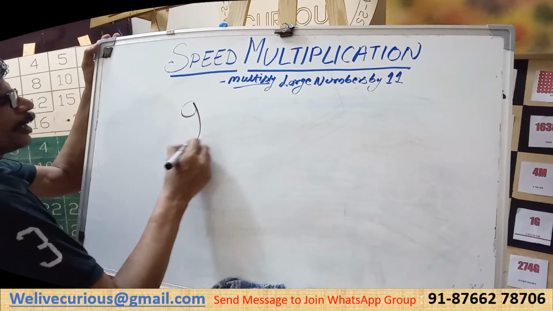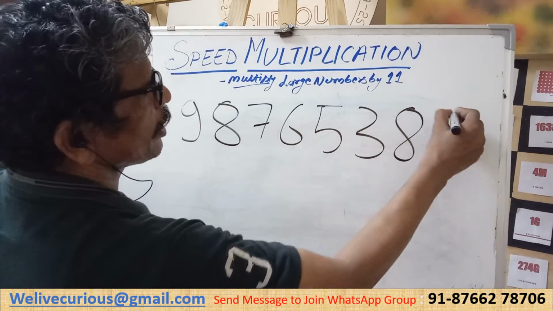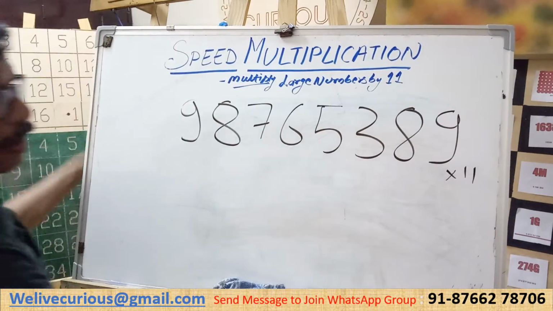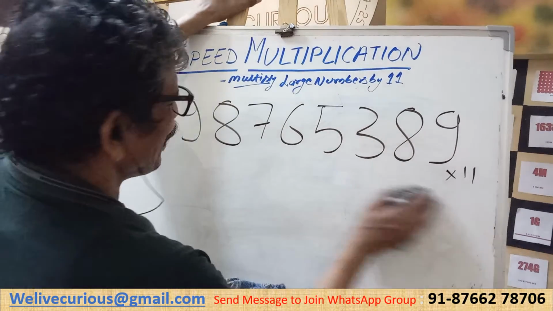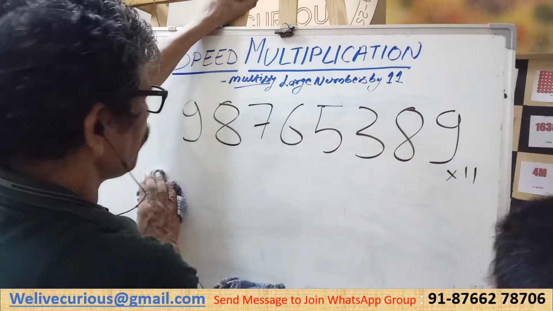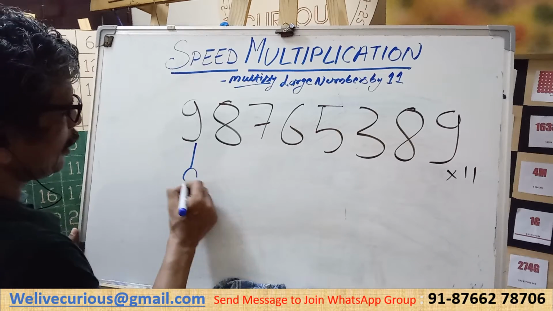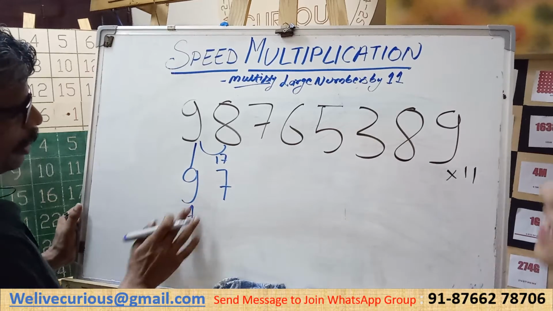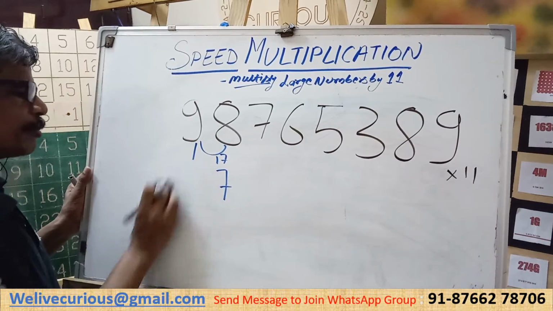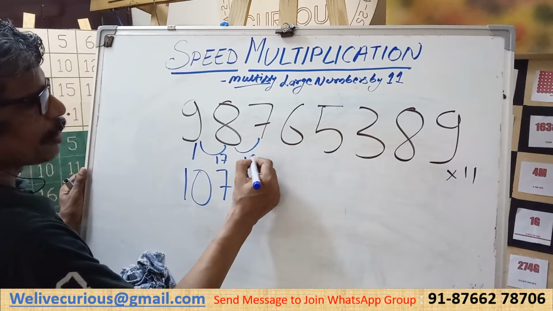Now you write 9, 8, 7, 6, 5, 3, 8, 9, multiply by 11. I don't even want to read this number. Wow, what is this number? You can multiply it? Yeah, sure. Okay. Should I do it once? Yes. And then you take up the next one? 9 is that easy. 9 and 8, 17. 7 goes here, 1 goes here. 10. Yes, 10. 8 and 7, 16.